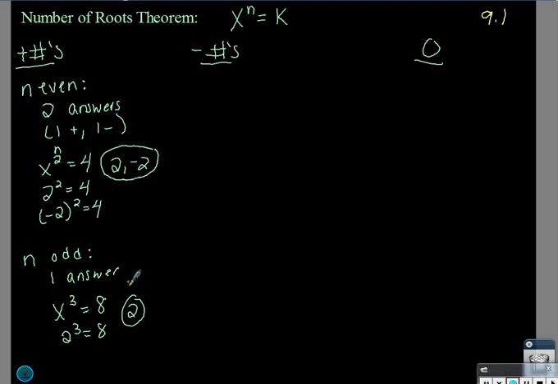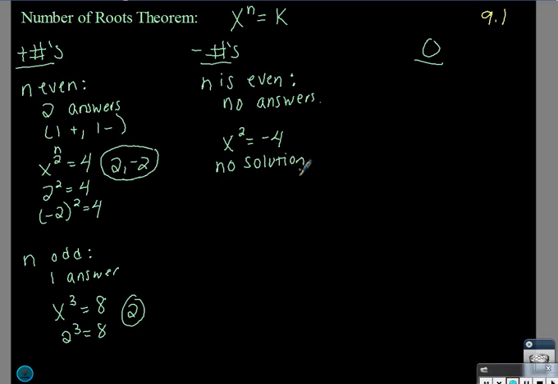If I have a negative number, so let's say when n is even again, so again we have powers like 2, 4, 6, 8, and so on, we are going to have no answers. So for example, if I have x squared equaling negative 4, well, no real number squared is going to give you a negative number, because anything squared, anything times itself, becomes a positive number. So for instance, if I do negative 2 times negative 2, well, that's positive 4. So there are no solutions, at least in the real numbers.